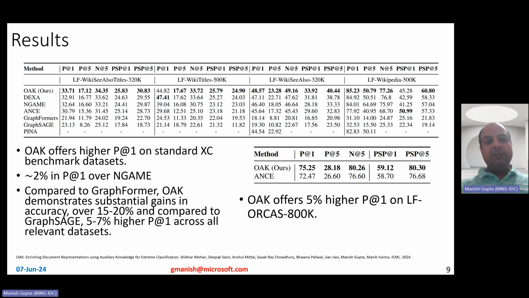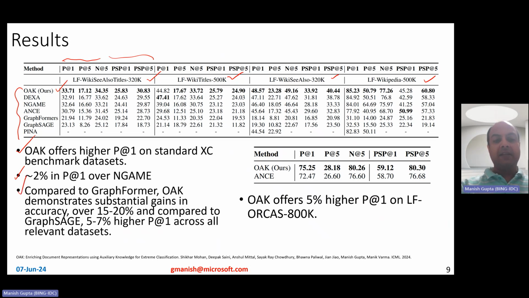So how do the results look? This table shows results over 4 different benchmark extreme classification datasets, compared across several existing state-of-the-art extreme classification methods. You also see 5 different metrics: precision at 1, precision at 5, NDCG at 1, PSP at 1, and PSP at 5, which are standard metrics in the extreme classification literature. What you observe is that our method OAK offers higher P at 1 on the standard extreme classification benchmark datasets, more or less all of them. It is about 2% better in terms of precision at 1 than NCAME, which is the state-of-the-art method.